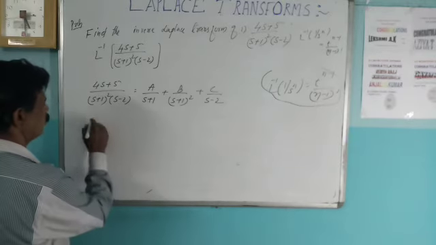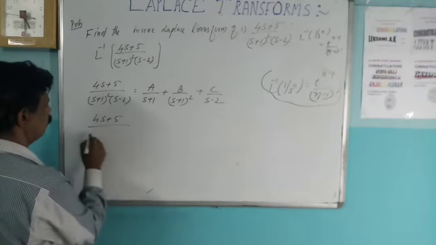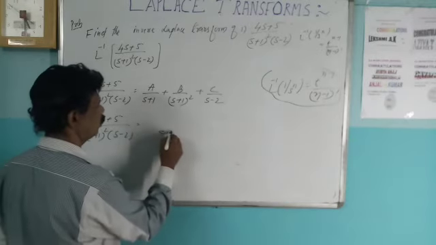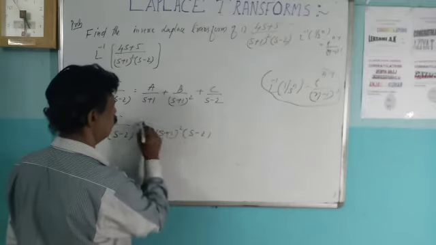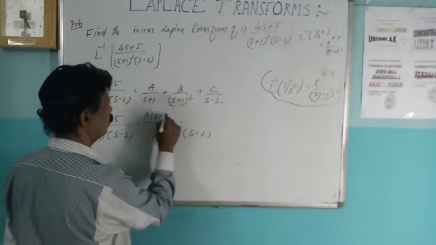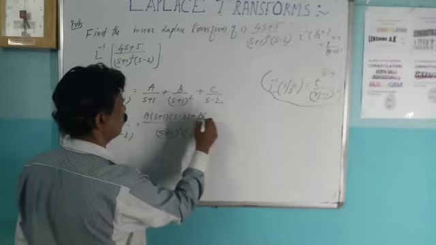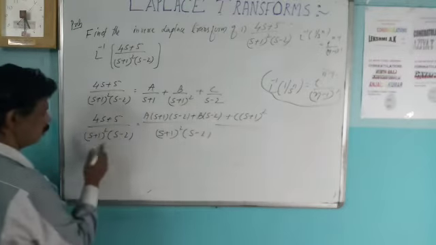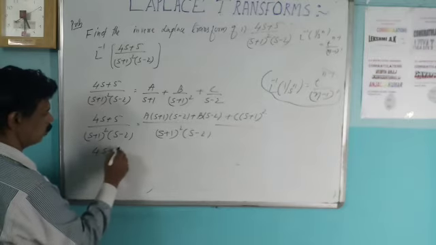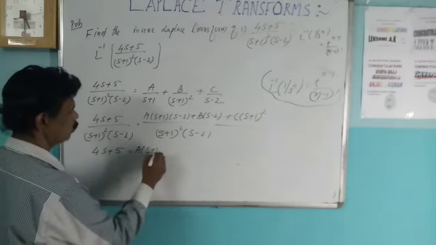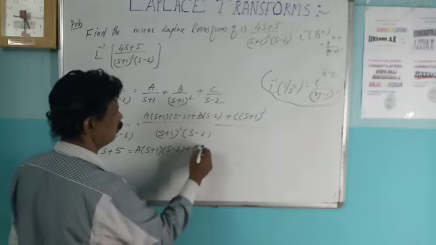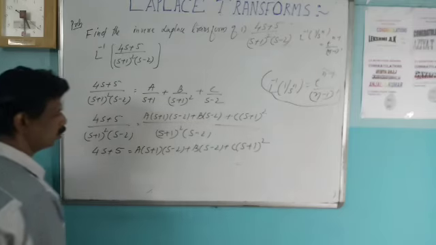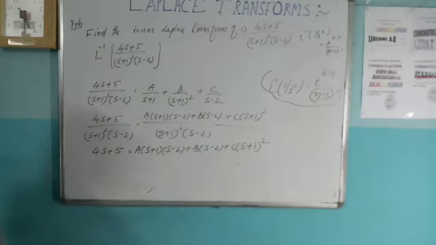Take its LCM. That is (4s + 5) by (s + 1)^2 (s - 2) equal to A into (s + 1) into (s - 2) plus B into (s - 2) plus C into (s + 1)^2, upon (s + 1)^2 (s - 2). Then we can cancel the denominator. That is 4s + 5 equal to A(s + 1)(s - 2) + B(s - 2) + C(s + 1)^2. Then we have to determine the values of the arbitrary constants A, B and C.